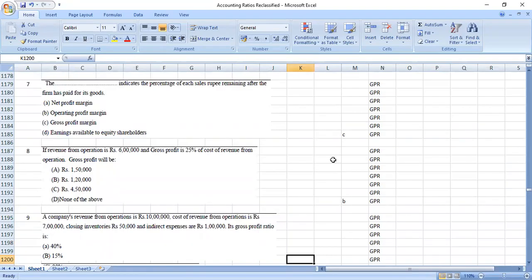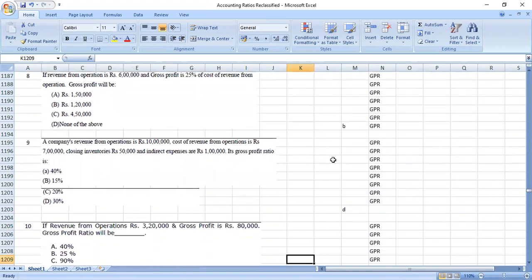Is actually your gross profit. Understood? 8th, if revenue from operation is 6 lakh and cost of revenue from operation is 20%, in this we'll have to do the math.